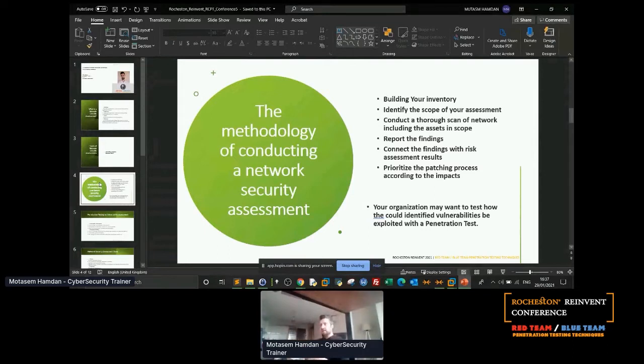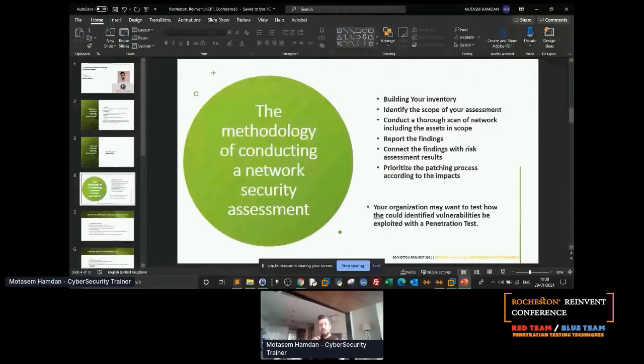So the second thing, I identify the scope of my assessment. So what's the frame I'm going to move in? Am I going to test only the outside network, like the DMZ network? Am I going to test the whole network? The whole network includes the DMZ network. The DMZ is the network that's exposed to the internet. For example, my client has a web server. The web server is hosted locally on their system. When I say the DMZ, right, the DMZ is the network that's exposed to the internet. In this case, it is the web server.